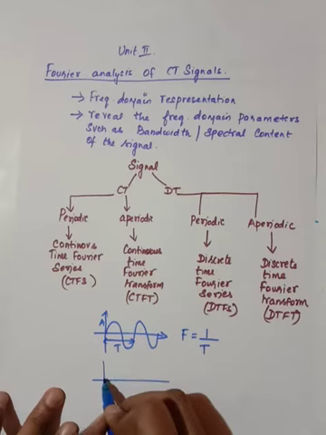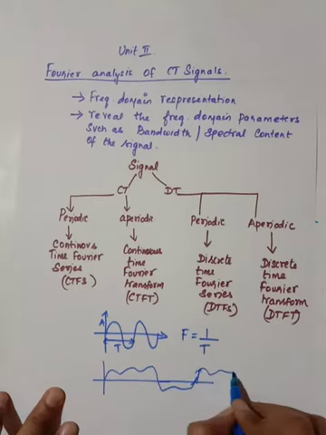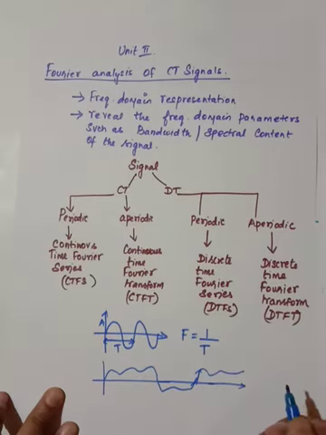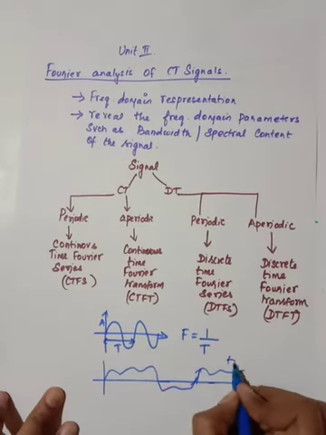Suppose I have two signals that are added together. It is somewhat like this. I don't know how to find the frequency components present in this signal. It is difficult to find the frequency components in the time domain.